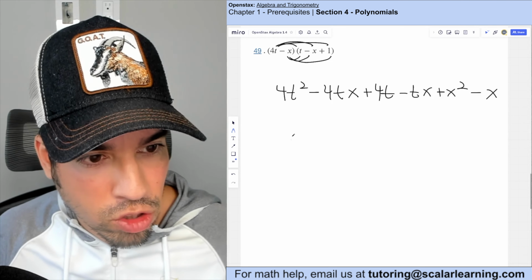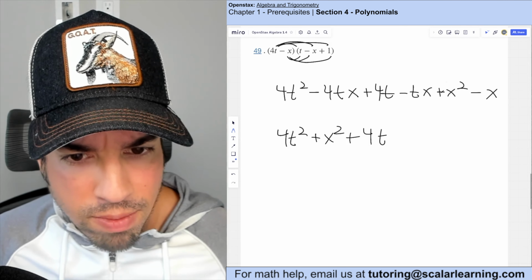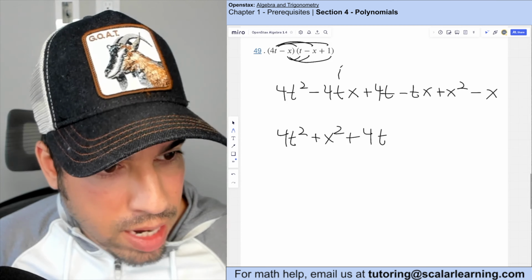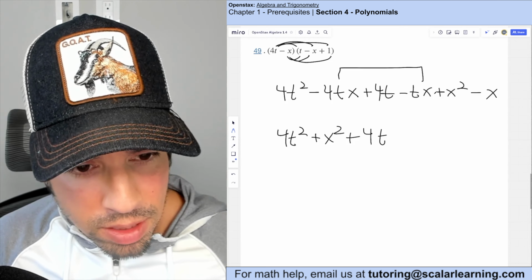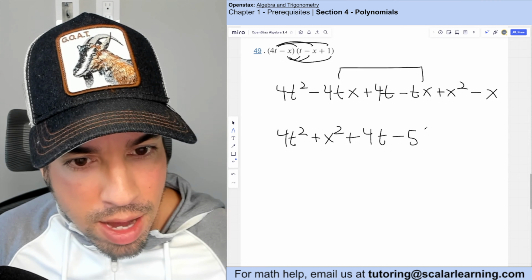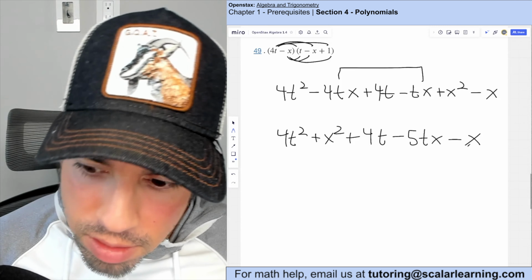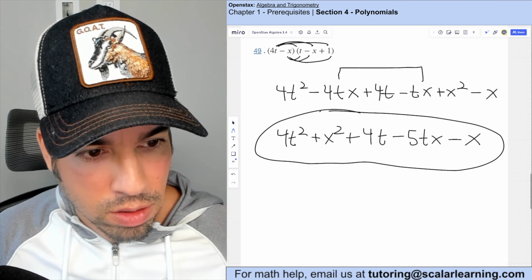Now we're going to combine like terms. So we're going to start with 4t squared plus x squared plus 4t, as they don't have any like terms. Then I'm going to combine negative 4tx and negative tx. That would be like negative 4 plus negative 1, which is negative 5tx. And last but not least, we have our minus x at the end. This is the winner. Done.